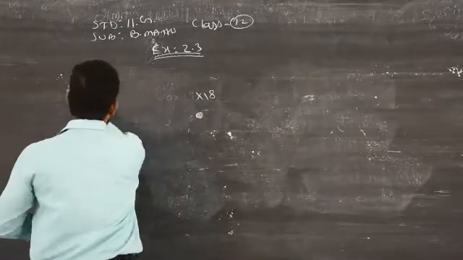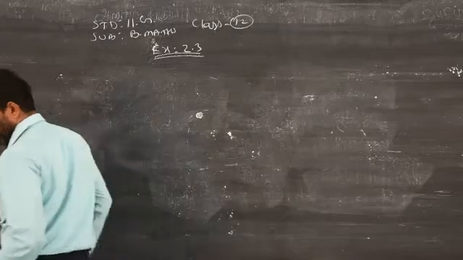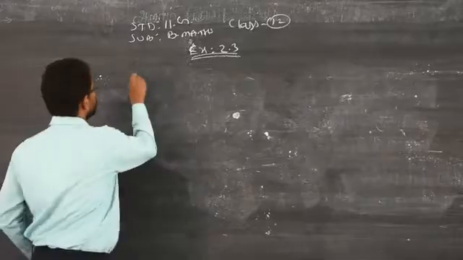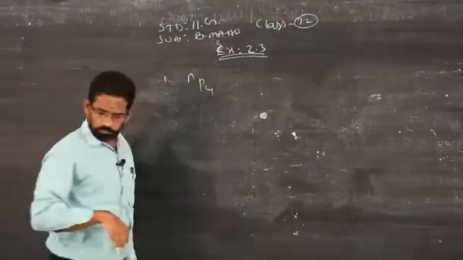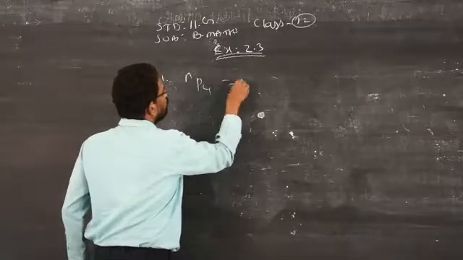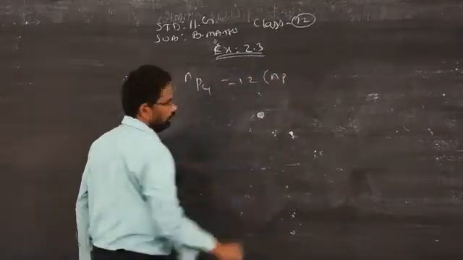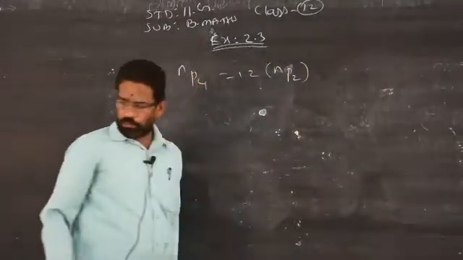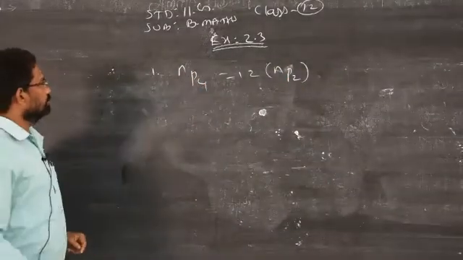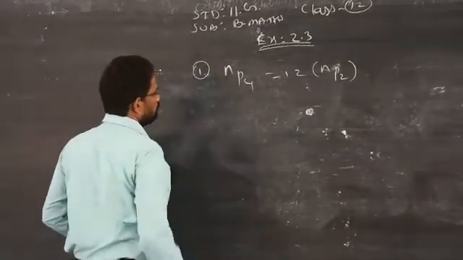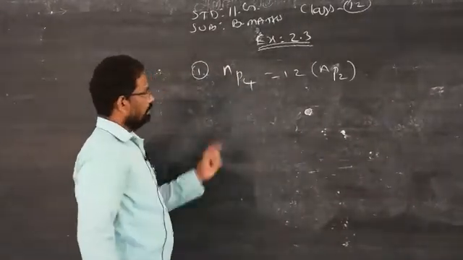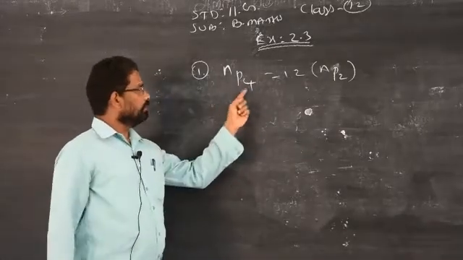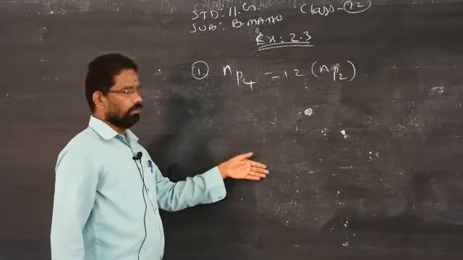So based on this concept, we now move to exercise number 2.3, question number 1. nP4 is equal to 12 times nP2. Now you have to find the value of n. I left this to expand either by the formula method or the direct method. If you expand by the formula method, it will take 2 more steps.